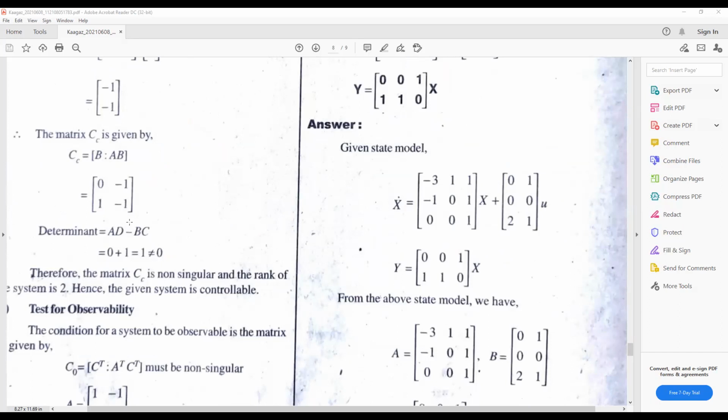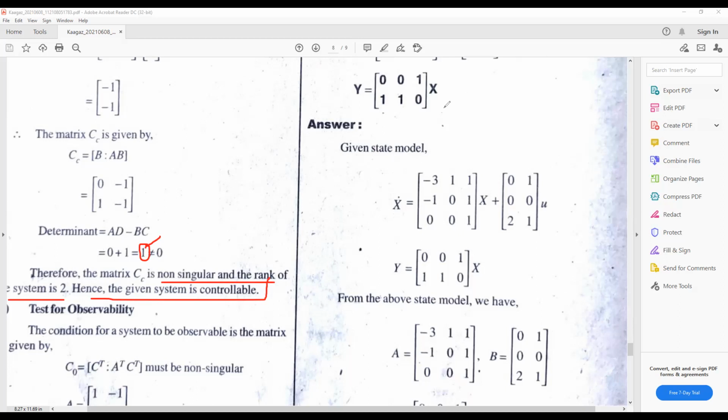The determinant of the controllability matrix: 0 into minus 1 is 0, minus of minus 1 is plus 1. So the matrix is non-singular and the rank of the system is 2. Hence the given system is controllable. All of you clear? If the determinant is not equal to 0, the given system is controllable. If the determinant is equal to 0, the given system is non-controllable.